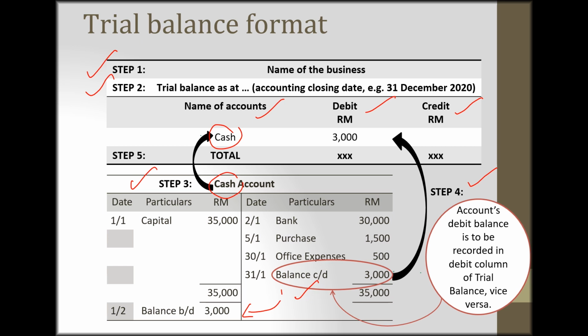Then step number 5 is to calculate the total of debit and credit. This is where we can see whether we have any error or not, to check the arithmetical accuracy and detect any errors. At the end of the day, the preparation of the trial balance will help us with the preparation of final accounts or financial statements.